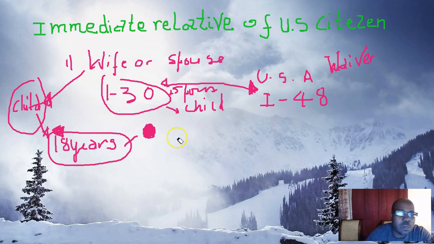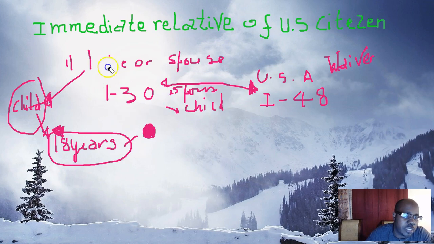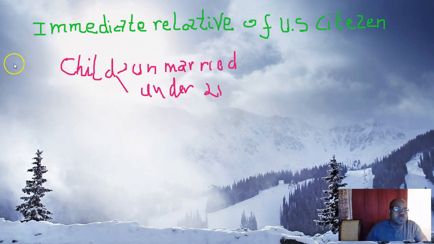Now let's talk about the child. A child, unmarried and under 21, of a U.S. citizen is an immediate relative. We are talking about a specific group. That doesn't mean that when your child is married or over 21, you cannot file a petition. You can still file, but that's going to be another category. We will talk about it later. Today we're talking about immediate relatives.